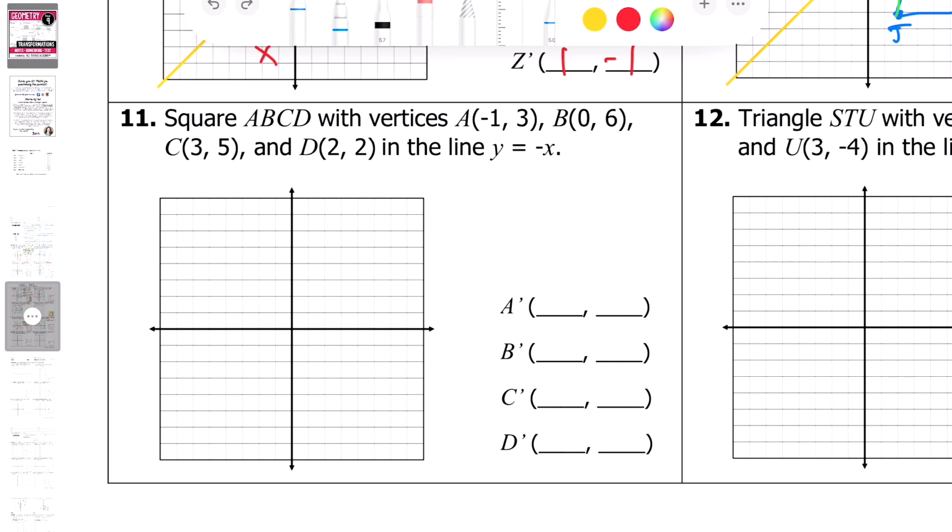Okay, so now we're going to do the same idea we just did, but if you noticed, we're going to do y equals negative x. So we'll talk about that in just a second. First, let's graph these pieces. So we're going to go A is negative 1, 3. So there's A.